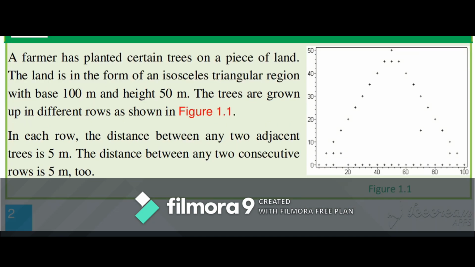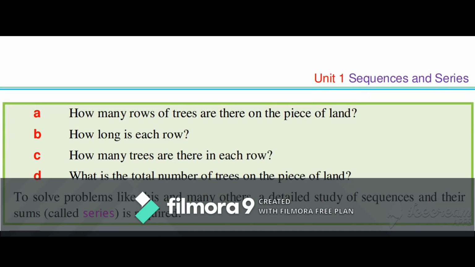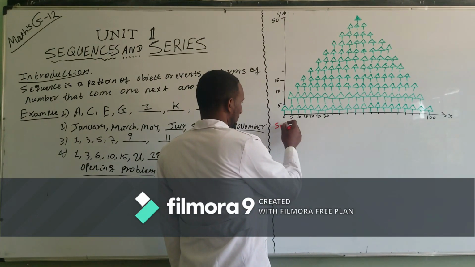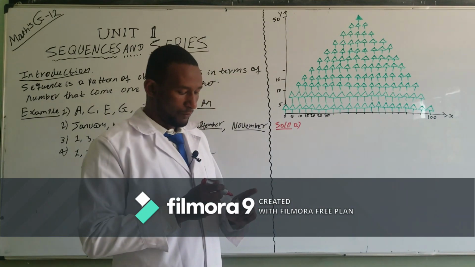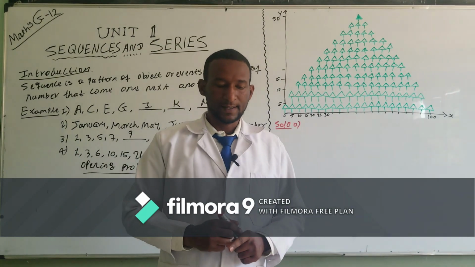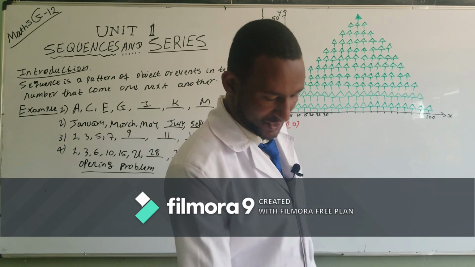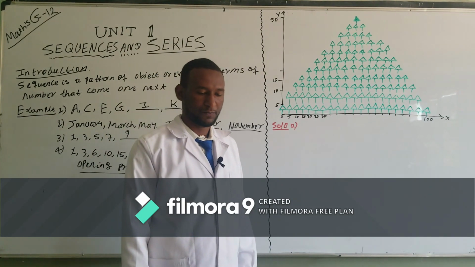Then let us see the following question. A. How many rows of trees are there on the piece of land? Okay, let us see the solution for A. First of all, you have to understand the question. The question says: how many rows of trees are there on the piece of land?